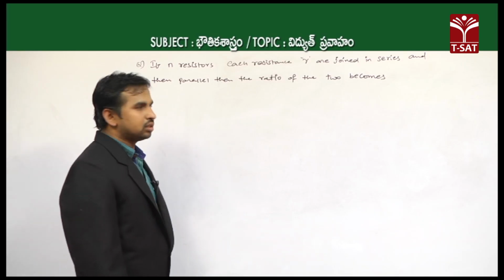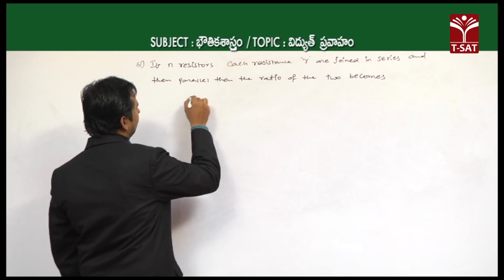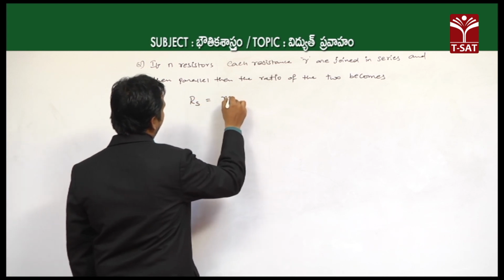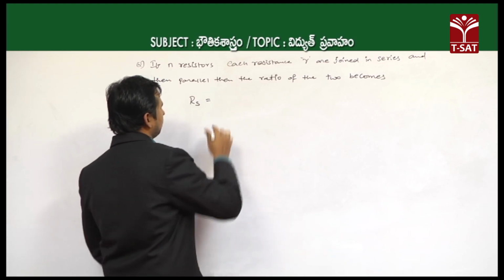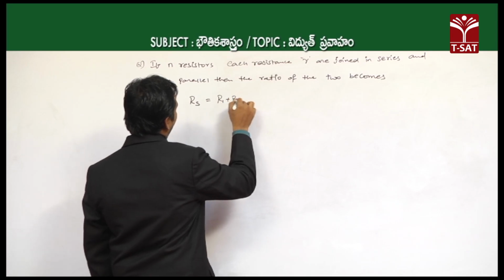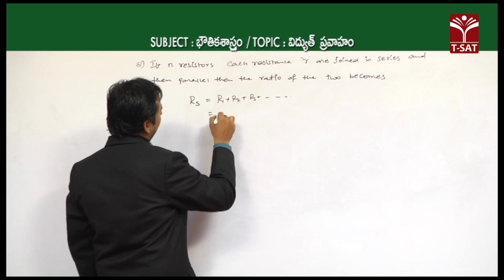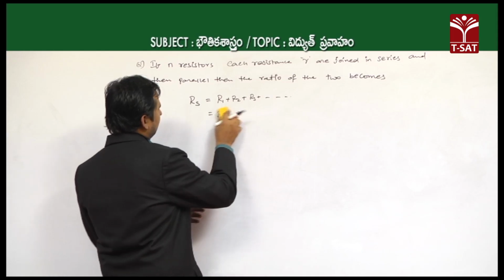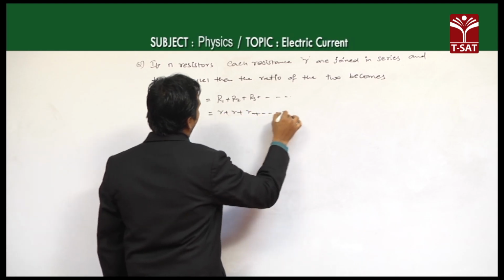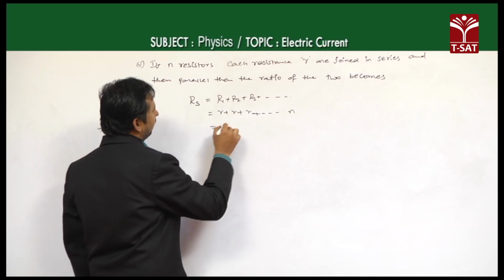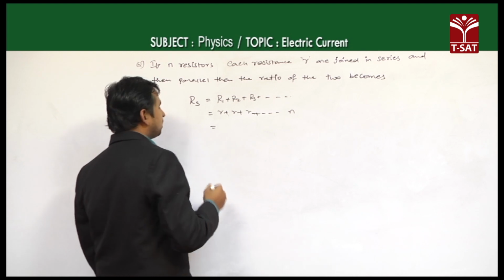As n resistors are taken in series, the final Rs value, according to our formula, is R1 plus R2 plus R3 and so on. Here it becomes R plus R plus R, taken n times. As we are adding the resistance R for n times, the final resistance becomes nR.